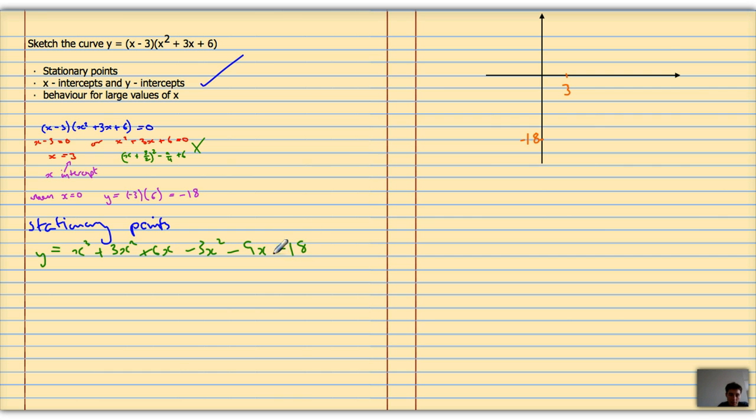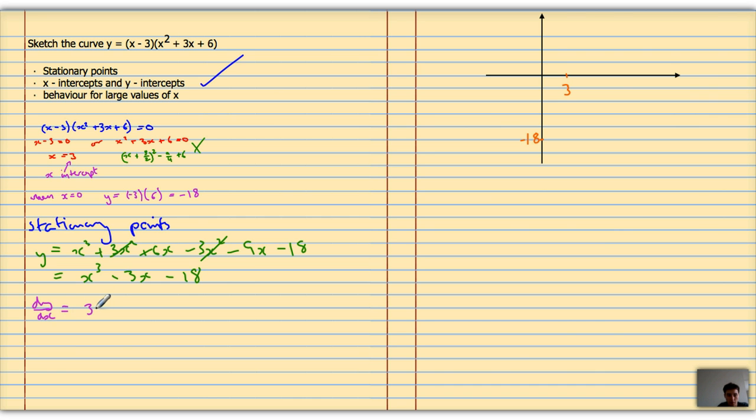And it's clear when we expand the brackets that the y-intercept is going to be minus 18 as well. Okay, so that equals x cubed. The 3x squared and the minus 3x squared cancel out. So minus 3x minus 18. Great. So let's differentiate that now. So dy dx.